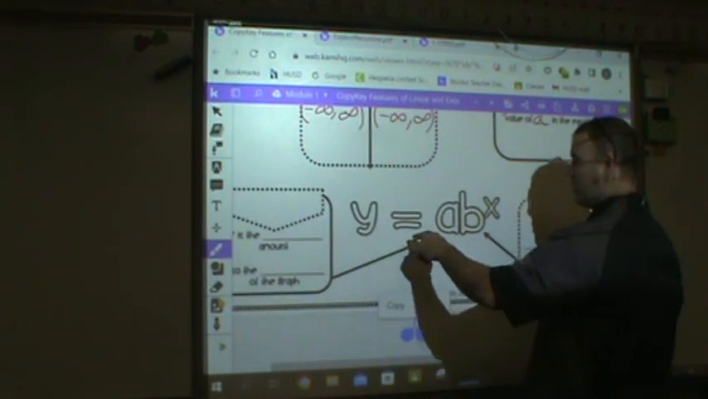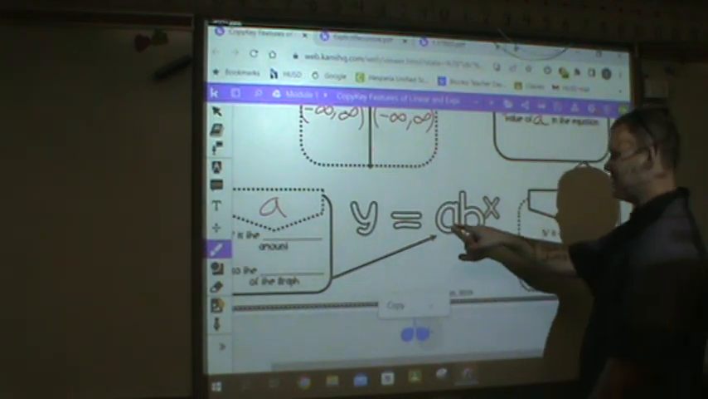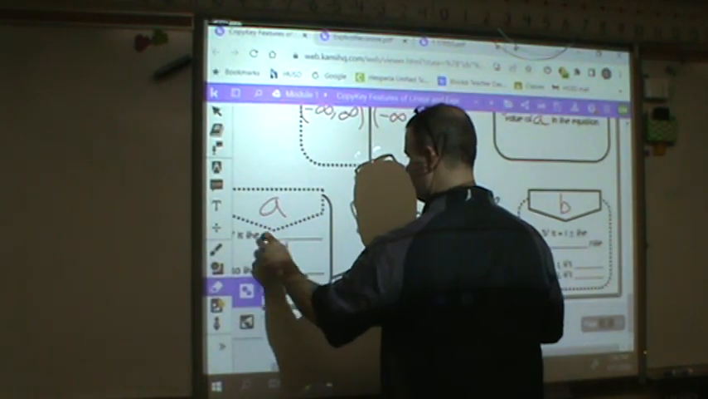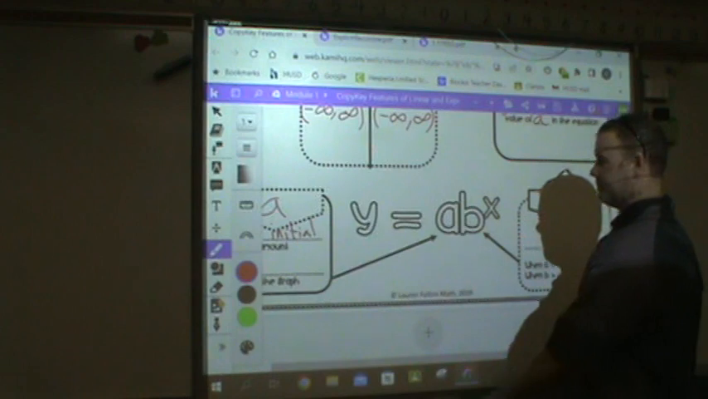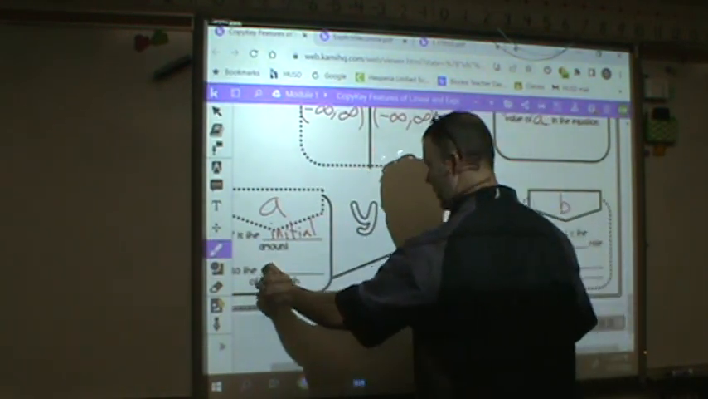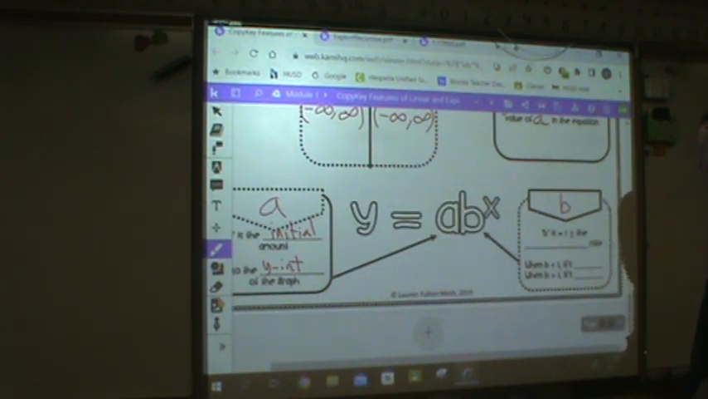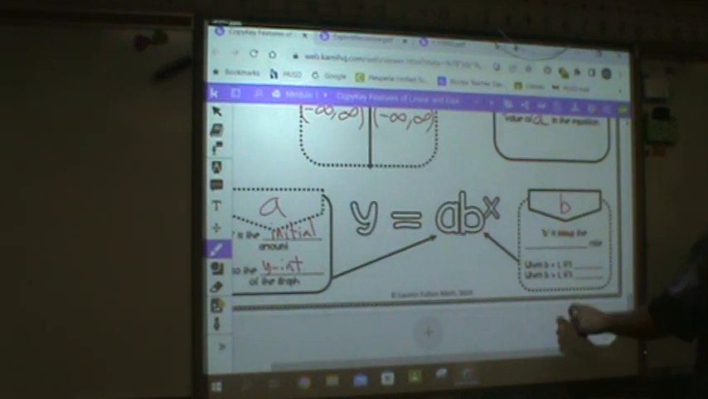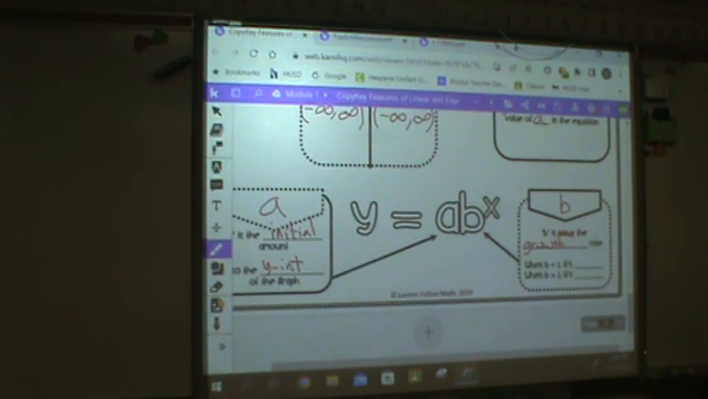Now when we get down here to the bottom, we have the a value and we have the b value. So here's what happens. A is the initial amount. It's also the y-intercept of the graph. So it's the initial amount plus it's the y-intercept. And a little bit of verbiage change here. Cross off the equals, the 1 and the plus. It's just B is the growth rate. Okay? B is the growth rate.